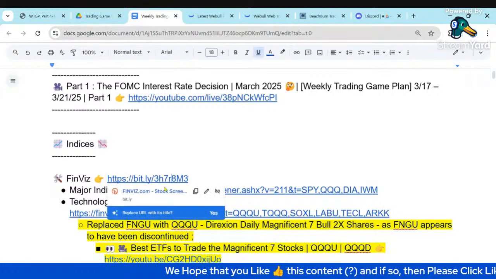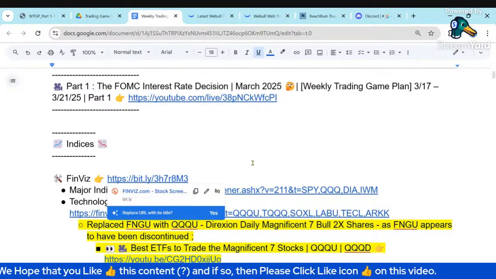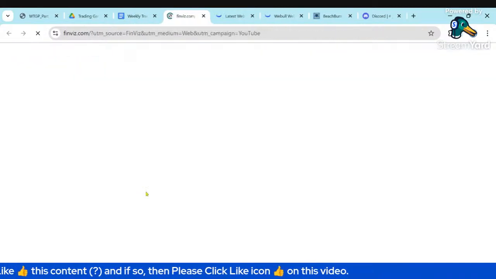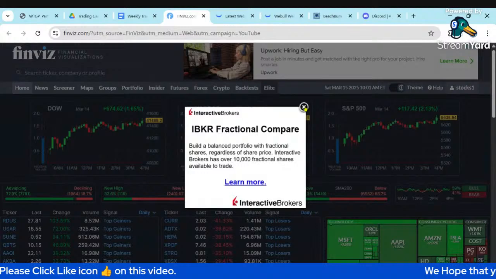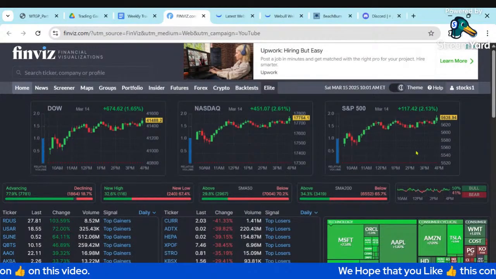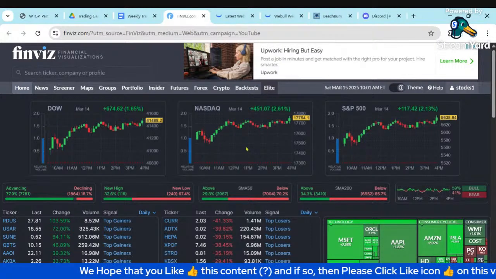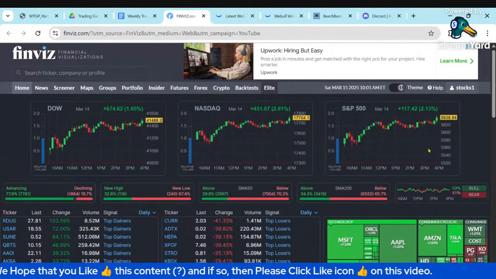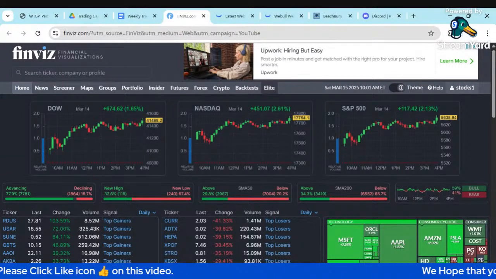So firstly, we'll look at how the markets ended up on Friday, and then we'll look at a breakdown of the major indices and the technology components. We can see we had a strong relief rally on Friday. All of the indices were up significantly. The Dow was up 1.65%, NASDAQ up 2.61%, S&P up 2.13%. So again, a very strong relief rally on Friday after pretty much a down week.